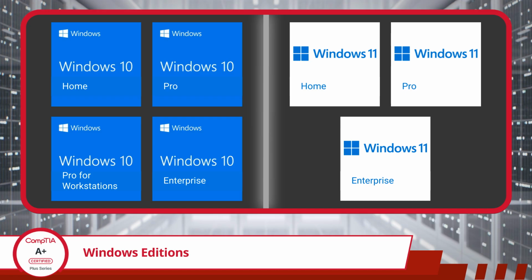Microsoft offers several versions of Windows to meet the needs of different users and environments. For Windows 10, the main editions include Home, Pro, Pro for Workstations, and Enterprise, while Windows 11 editions include Home, Pro, and Enterprise. Each edition is designed with a specific audience in mind, ranging from everyday home users to large organizations with advanced IT requirements.